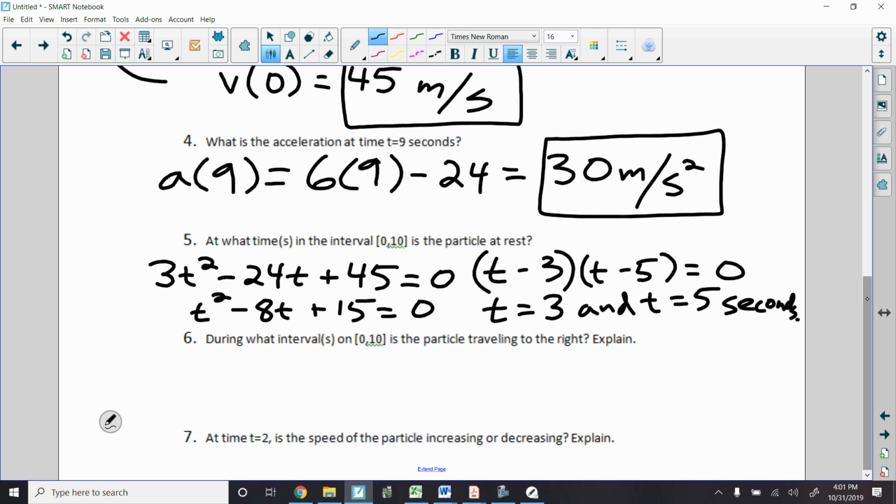Question 6 says, during what intervals on 0 to 10 is the particle traveling to the right? Well, what I need to know, again from the Quizlet definitions, is that going right is when v of t is positive. So what I need to do here is make a v of t number line and test this. Okay, so I'm going to make my v of t number line, and I'm going to label it v of t, because again, that could be helpful.